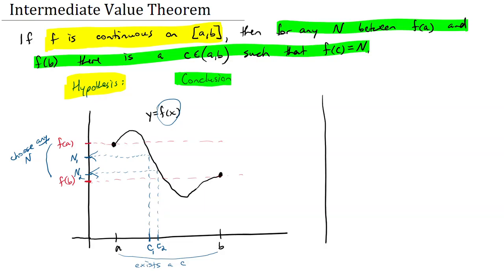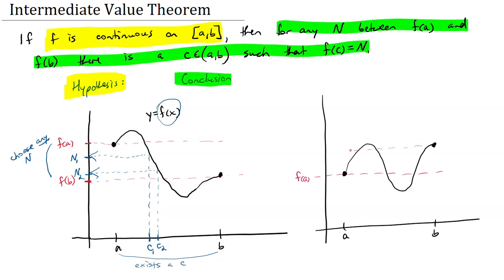Let's do another drawing here to illustrate that. A different shaped graph. Maybe you'll recognize a graph that does this kind of thing. A sine or cosine function. This function is continuous on the closed interval from A to B. And then in this case, f of A is down here, this output, this y value. F of B is right here. And we can pick any n we like between those. We should be able to find a C between A and B so that it outputs n.